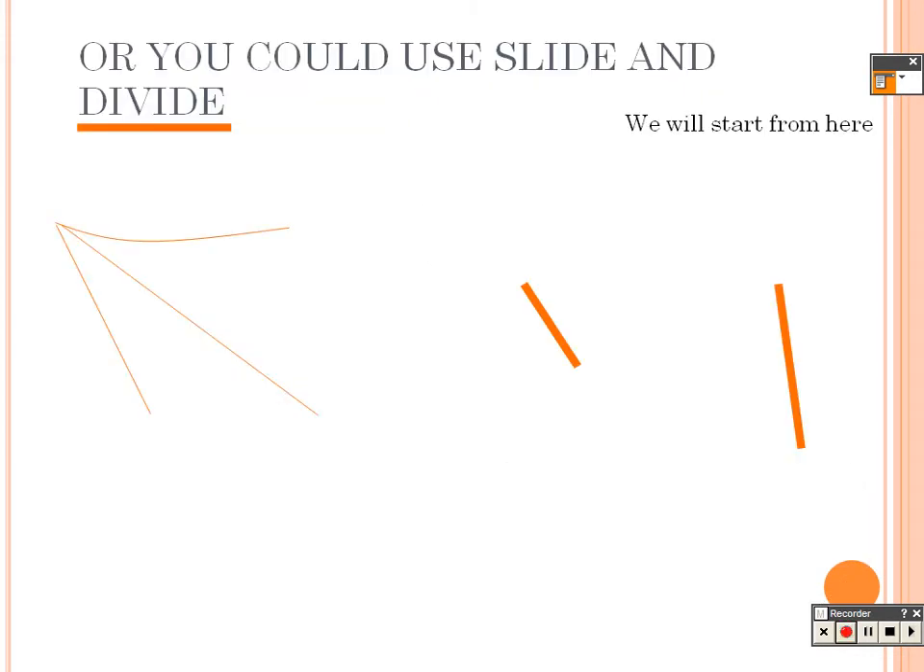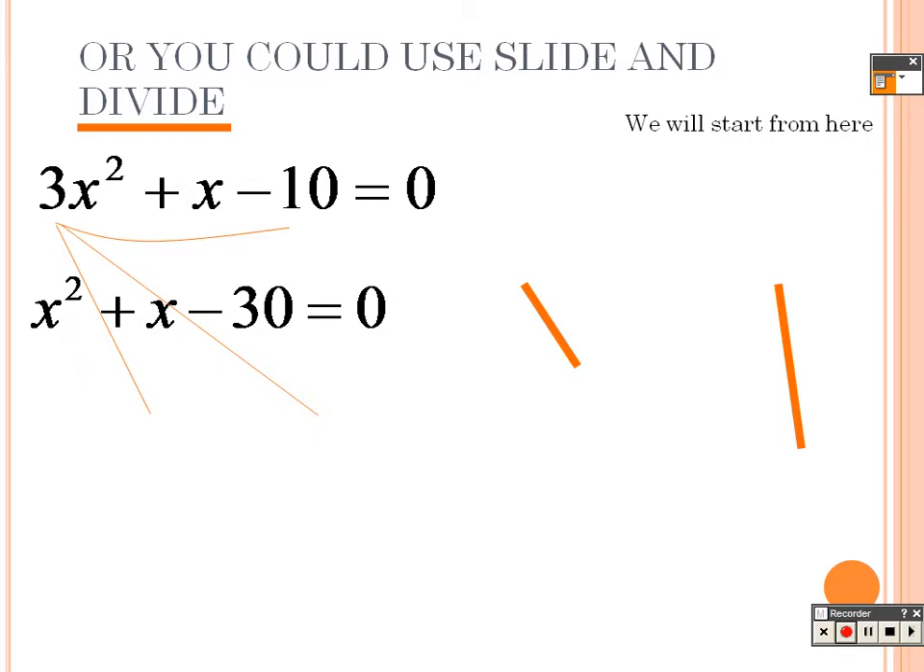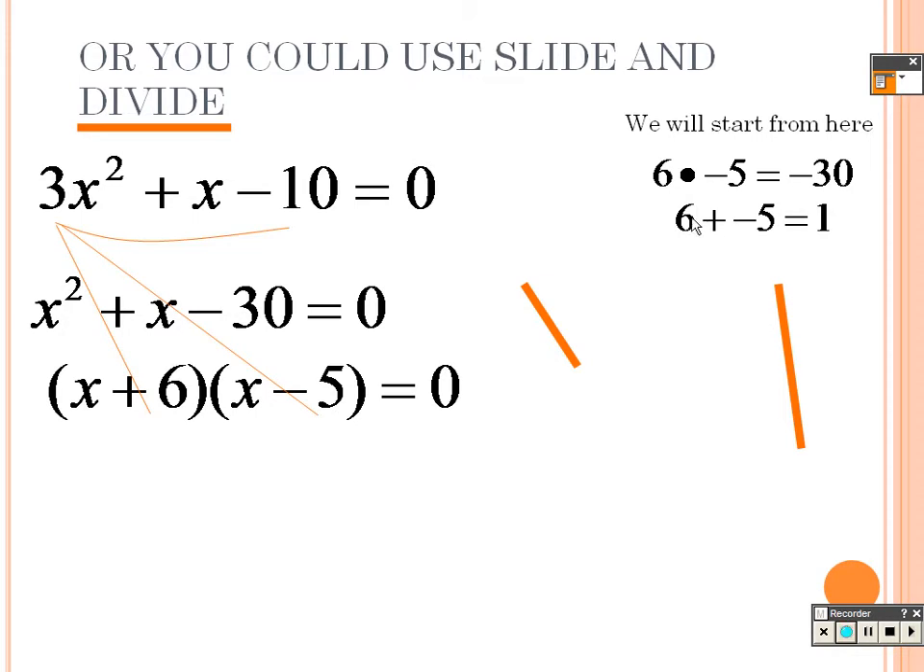Okay. And there's slide and divide. So I slide that over. So x squared plus x minus 30 equals 0. So that's where we're getting this from. So same thing, right? We know that x times negative 5 equals negative 30. X plus negative 5 equals 1. So same setup. That's where I'm getting this x plus 6 and this x minus 5.